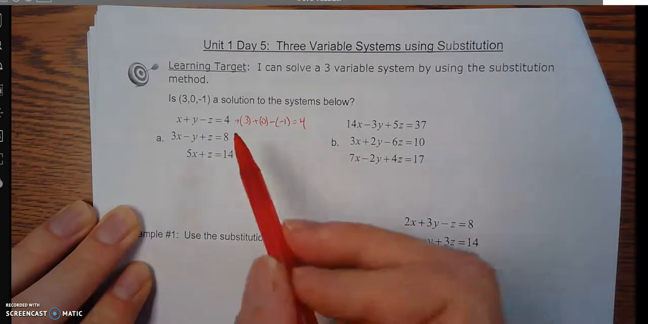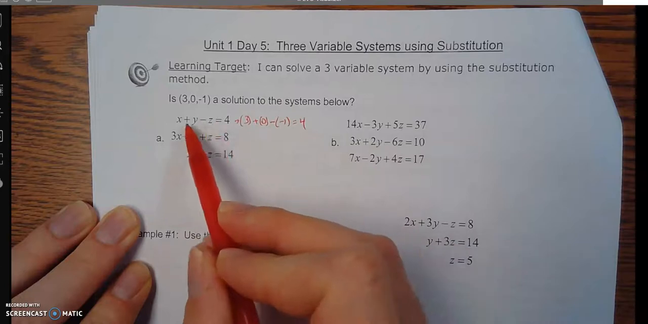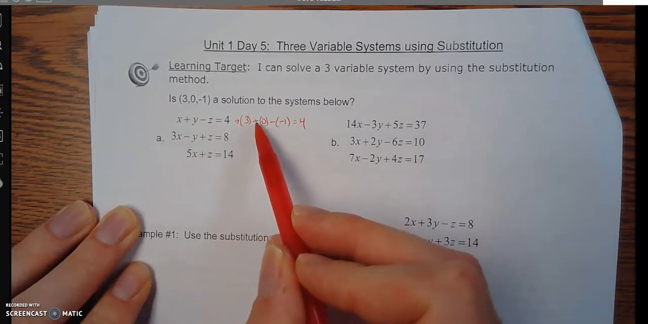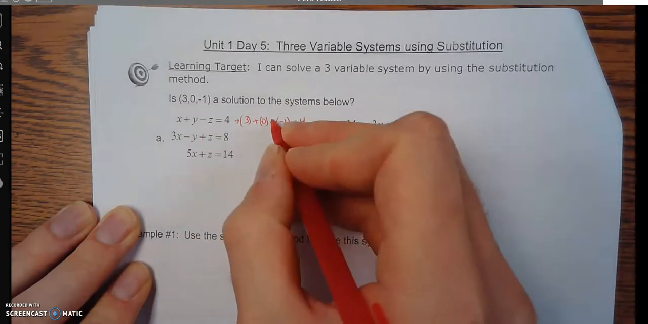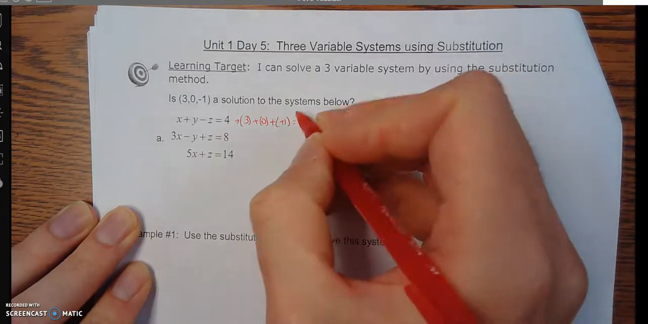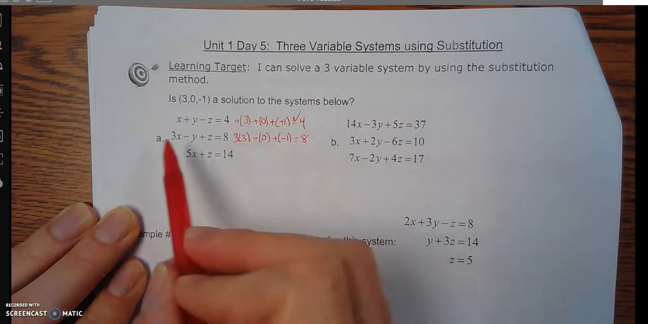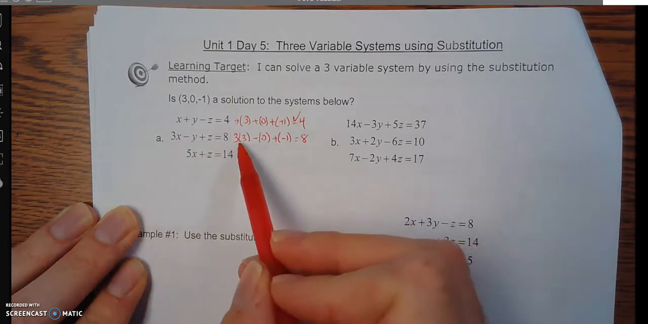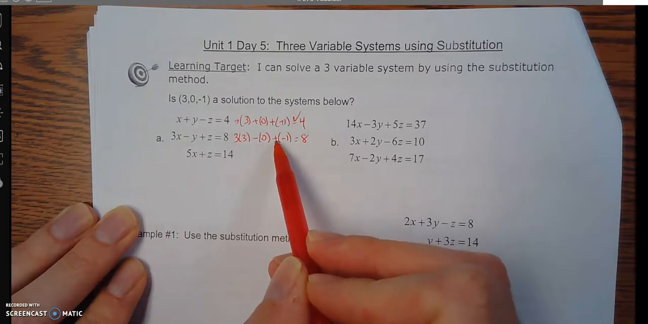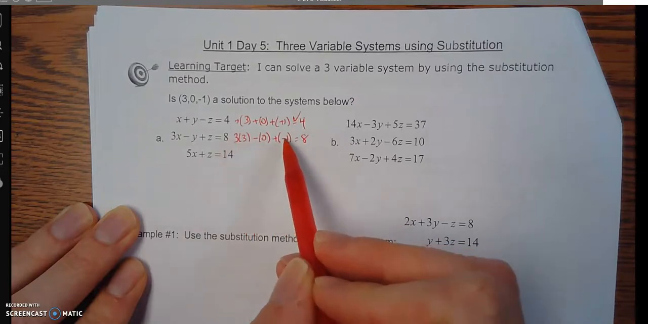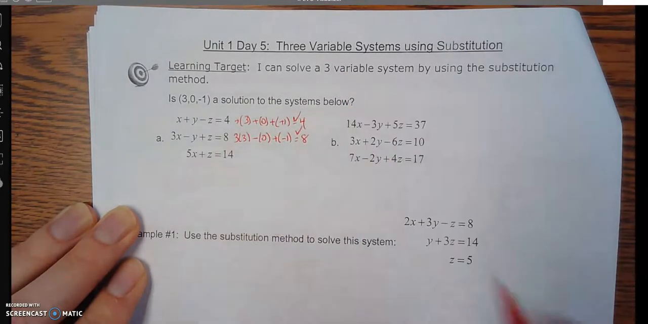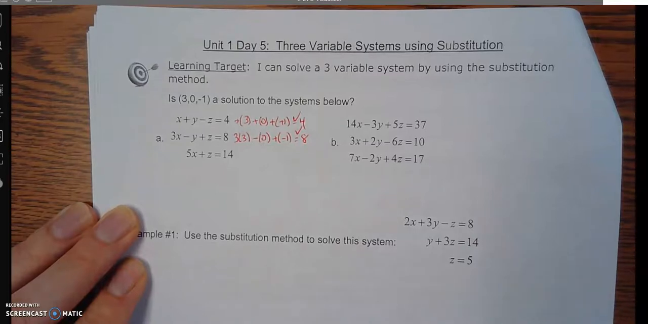So I plugged into the first one here. I plugged in 3, 0, and negative 1. And is that true? Is 3 plus 0 plus negative 1, which is going to be a minus, does that equal 4? And that is true. That's good, but that's not good enough to say it's a solution to this system. It's a solution to the first equation, but let's keep going. So plug in 3, 0, and negative 1 into the x, y, and z. I got 9 minus 0 plus negative 1. So 9 minus 1 is 8. So that's good. But again, we need all three of them.